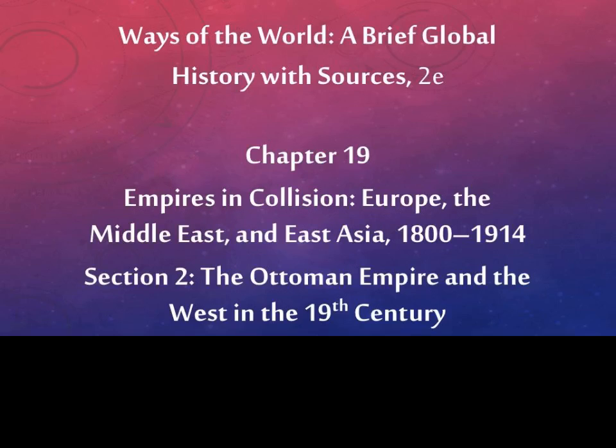Okay, welcome back to Chapter 19, Empires in Collision: Europe, Middle East, and East Asia. Today we're going to look at the Ottoman Empire in the West in the 19th century. This is where we come across our second of the three empires that experienced reforms, adopting some form of Western reformation but opposed to Western imperialism. Here in the Ottoman Empire, we'll look at the Tanzimat reforms, just like we learned about the self-strengthening movement in China. And then the next set of notes will be about the Meiji Restoration in Japan.